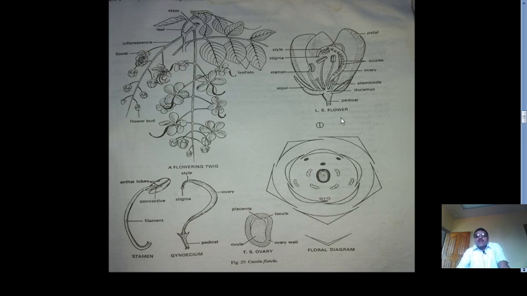Now the vertical transverse section of the flower shows the presence of sepals. These are the petals which are free. This is the ovary. See, it is a clear cut idea about the marginal placentation. These are the stamens. Some stamens are rudimentary. This is a characteristic feature of this family, that some of the stamens are rudimentary and some of the stamens are functional.